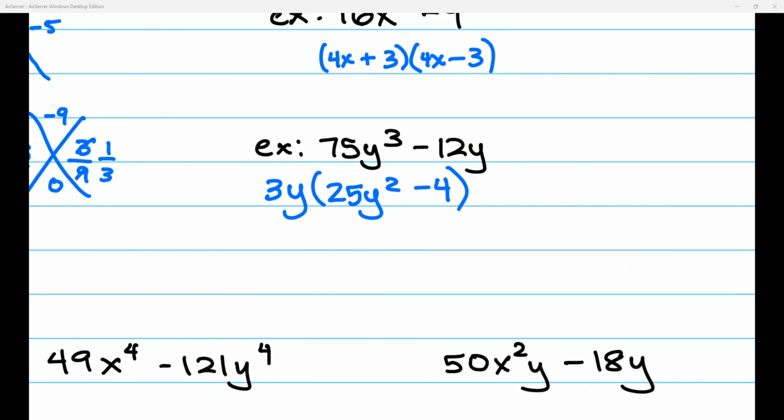Now, I hope and I pray that this is a difference of squares. It is. This is a 5y times a 5y, and that's a 2 times a 2. So I go ahead and drop my parentheses. This is going to be a 5y times a 5y, and then a 2 times a 2. One of them has to be positive. The other one has to be negative. You drop down your 3y.